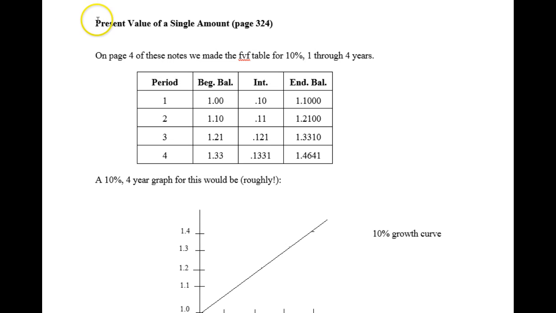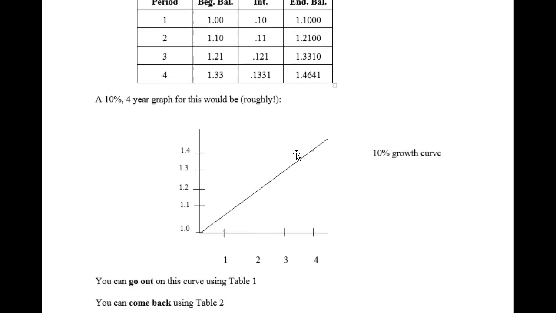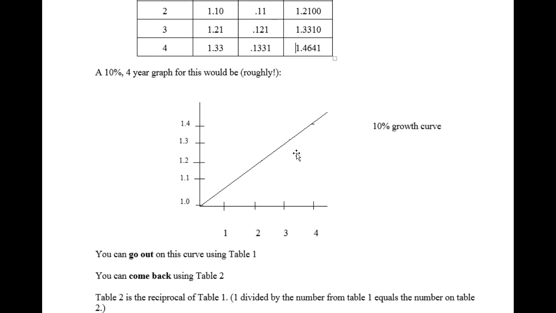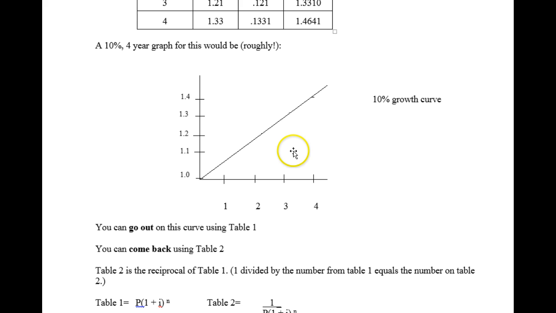Although we're talking about the present value of a single amount, which is in your book on page 324, it's natural to review the future value of a single amount. Remember on page 4 of our notes, we made a future value interest factor table for $1 for 10% through 4 years by taking $1 and growing it for 4 periods, and it started at $1 and it ended at $1.46.